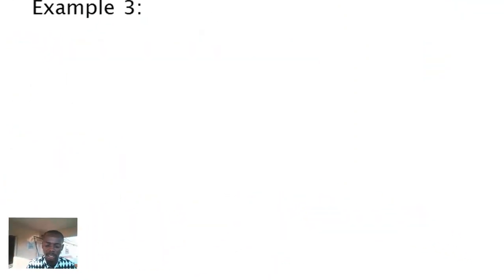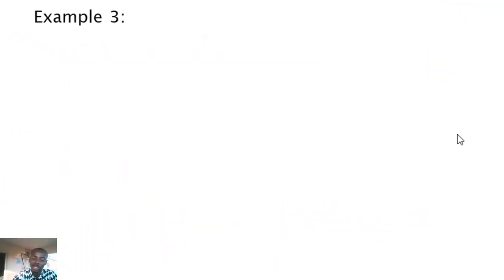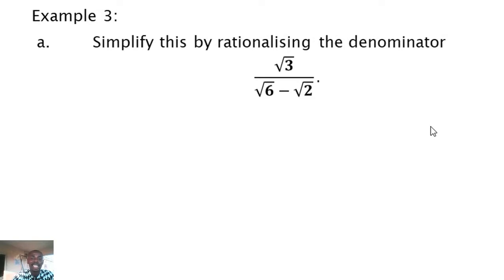Alright, example 3. Now let's complicate things. Let's make things more complicated. Now here I want to simplify this by rationalizing the denominator. So how do we do this? Now we are having a binomial to be our denominator this time around. How are we going to attack this?